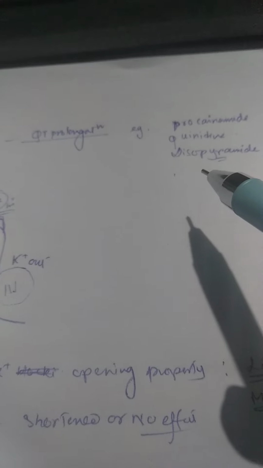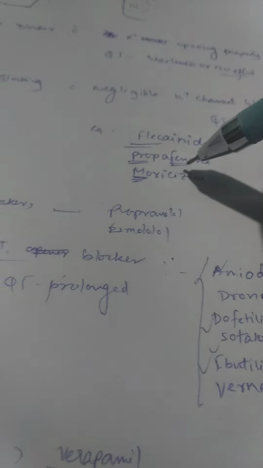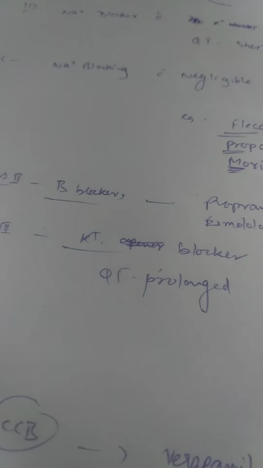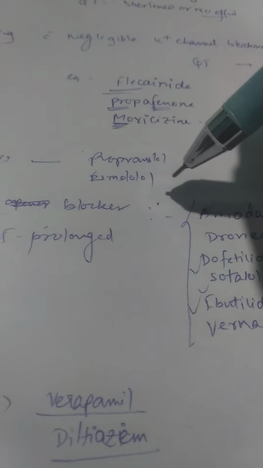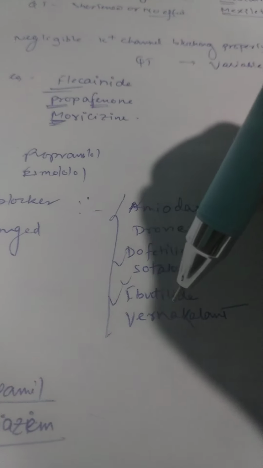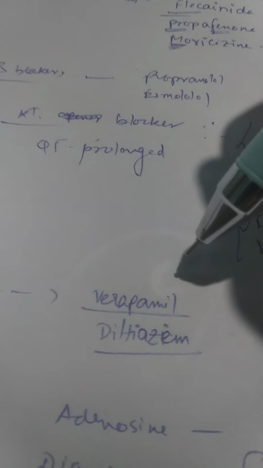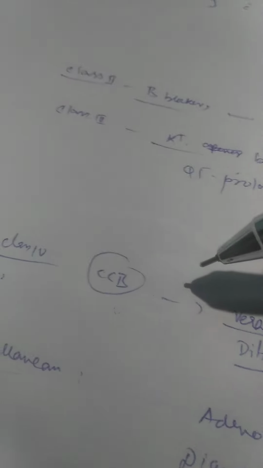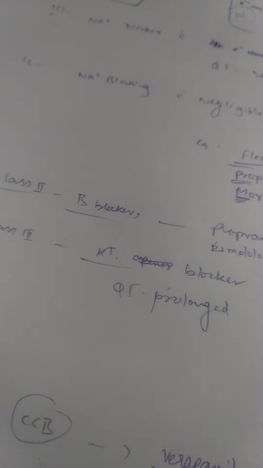Class 1A drugs are procainamide, quinidine, and disopyramide. Class 1B drugs are nothing but lidocaine and mexiletine. Class 1C drugs are flecainide, propafenone, and moricizine. Class 2 drugs are beta blockers, propranolol and esmolol. Class 3 drugs are the potassium blockers, where amiodarone, dofetilide, ibutilide, sotalol, dronedarone, and vernakalant are important. Class 4 drugs are the calcium channel blockers, verapamil and diltiazem, and then another miscellaneous group of drugs: adenosine, digoxin, and magnesium. Okay, thank you.